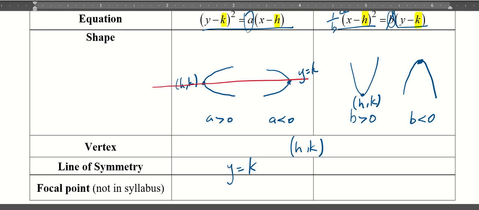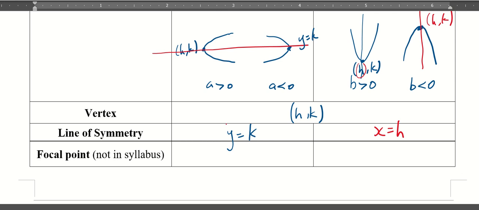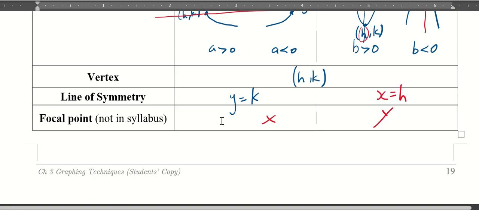Okay, and the line of symmetry for the U-shaped graph or inverted U-shape will be x equals h, isn't it? Because the x coordinate is h here. Same thing for the other one. Okay, the focal point is not important. I think you have taken note of that while attending the lecture, but I won't go through that. It's not in the syllabus.